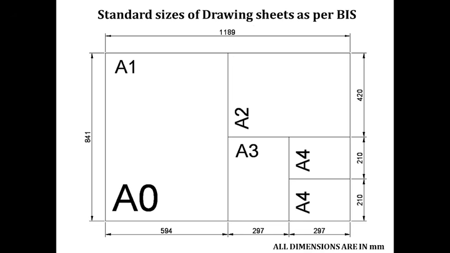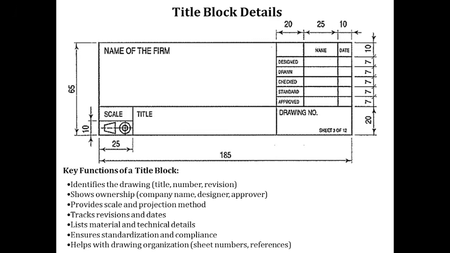Next slide. Title block. The title block is an important part of every engineering drawing. It contains essential information such as the drawing title, drawing number, scale, projection method, designer's name, approval details, revision number, material information, and sheet number. This information helps identify the drawing and ensures proper documentation and standardization. Without a title block, engineering drawings would be difficult to organize and manage.